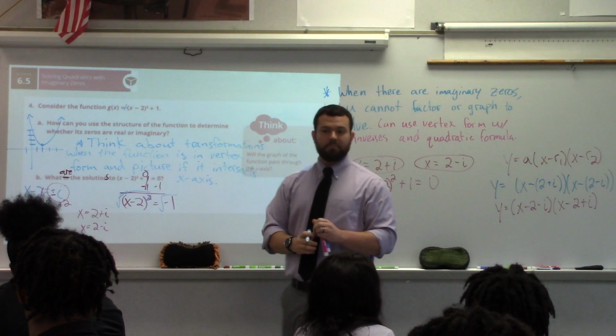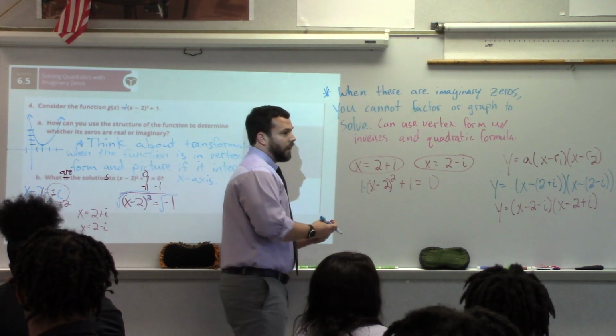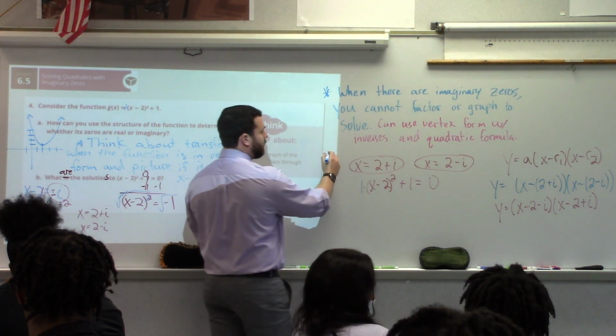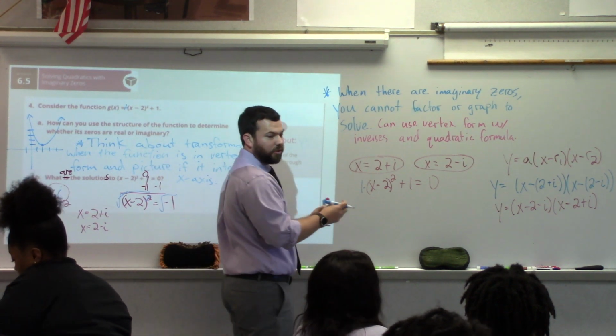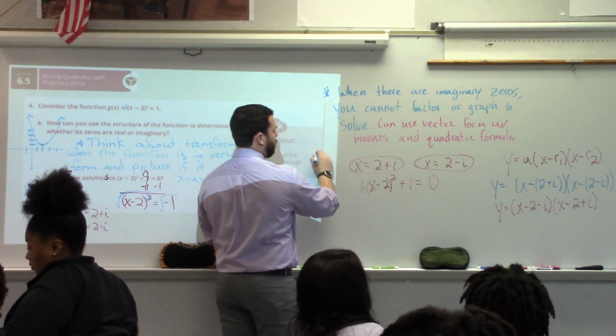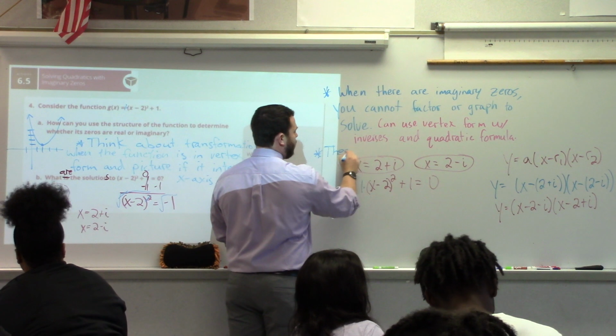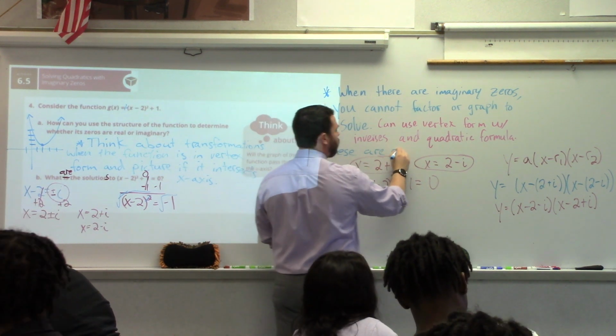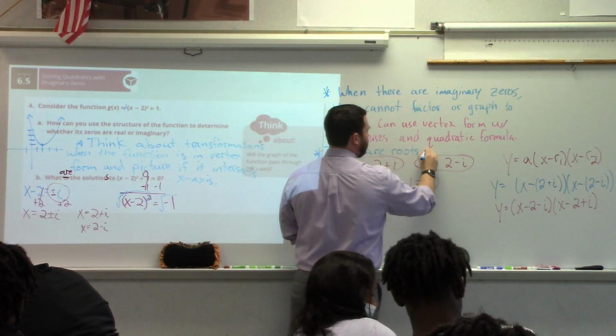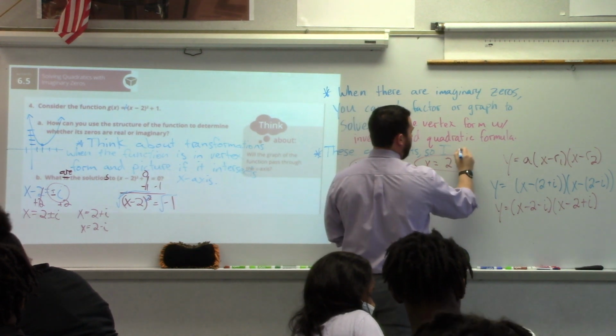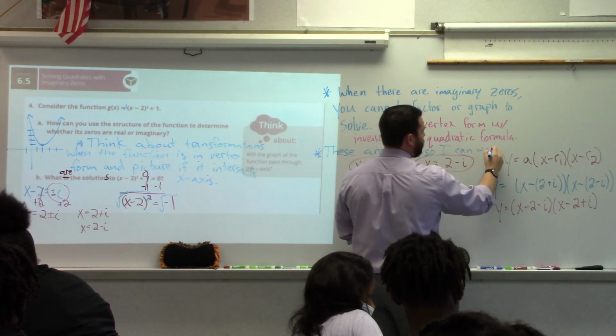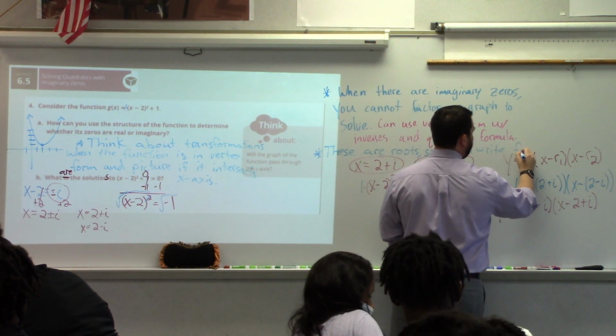I see a lot of people sitting back and just looking at it. I would ask questions in a second, but I would also write this down and make notes somewhere on that page. There's plenty of blank space. These are roots. So I can write factored form.